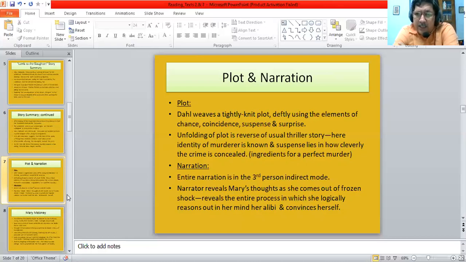Now, what about the narration in the story? The entire narration is in the third person indirect mode. The narrator reveals Mary's thoughts as she comes out of the frozen shock and reveals the entire process in which she logically reasons out her mind, her alibi, and the way that she convinces herself.